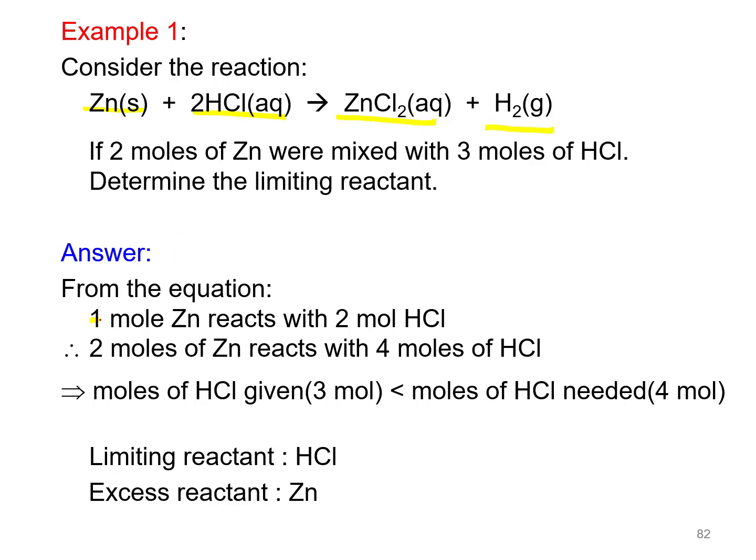From the equation, there is 1 mole of zinc reacting with 2 moles of HCl. So we have 2 moles of zinc. If we have 2 moles of zinc, it will react with 4 moles of HCl. But if you look here, there are only 3 moles of HCl. Therefore, the number of moles of HCl given is less than the number of moles of HCl needed. Therefore, the limiting reactant is HCl, while zinc is the excess reactant.